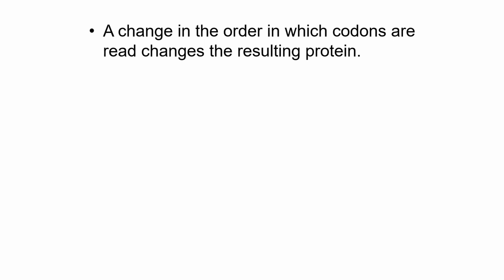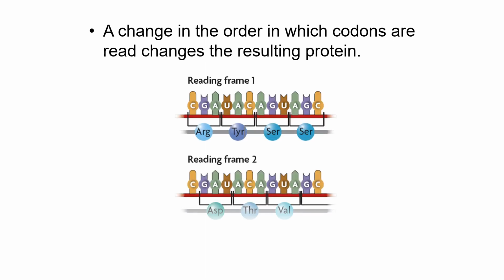So if we change the order in which codons are read, it will actually change the protein. For instance, if you change the order of words in a sentence, it can change the meaning of that sentence, right? So if we start here at the C and CGA, we get this set of amino acids. Those amino acids are then strung together into a protein. But if we start even one letter over, we get 3 very different amino acids, which means we're going to get a very different protein.